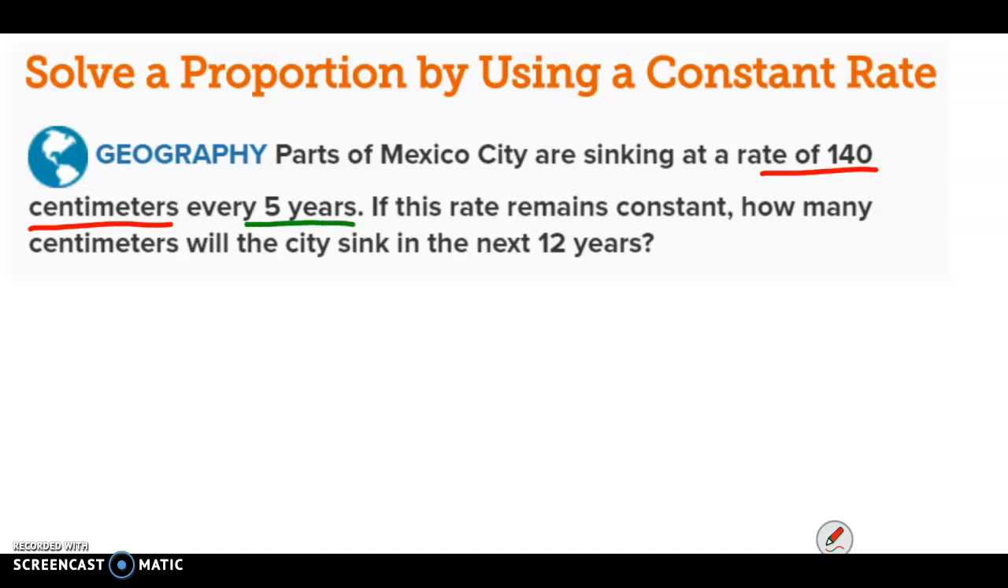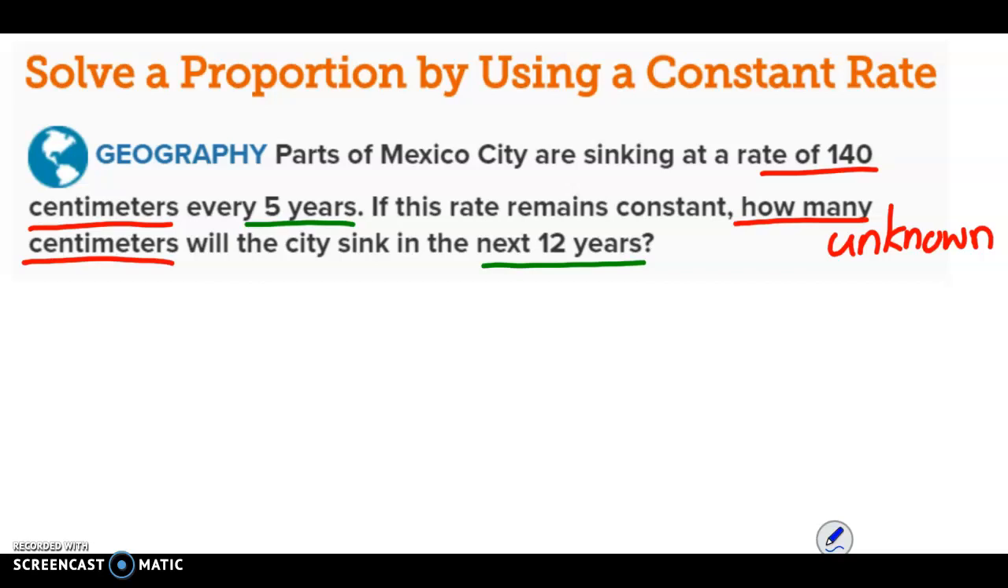And then they're asking us how many centimeters. Whenever they ask you how many of something, that's where your unknown is. Okay, so that's going to be what our variable is going to be, is that second number of centimeters. And then they're talking about 12 years. So using the rate of 140 centimeters for every 5 years, we're going to set up a proportion to figure out what will happen in 12 years.